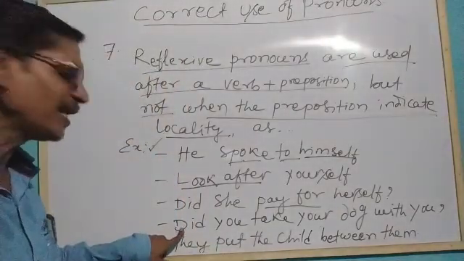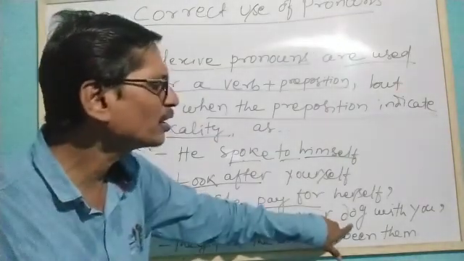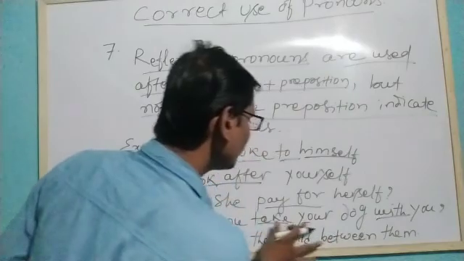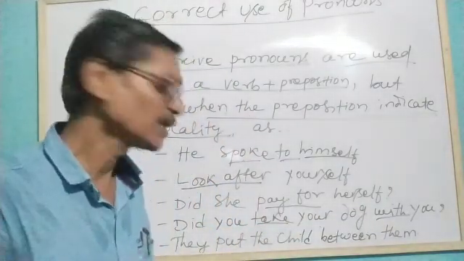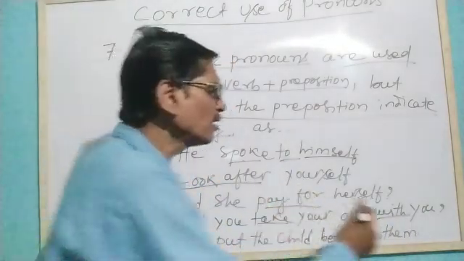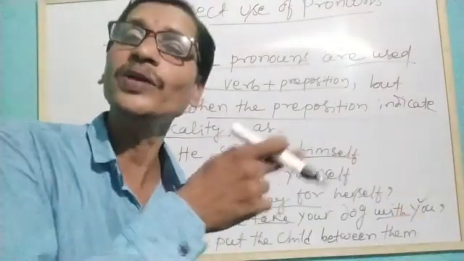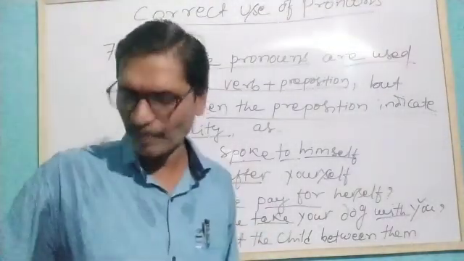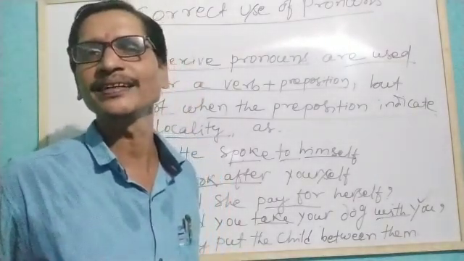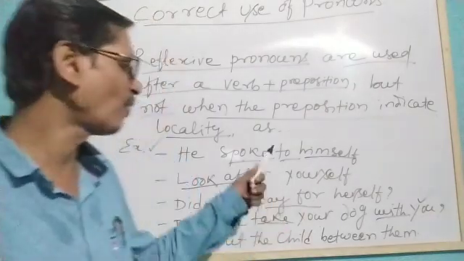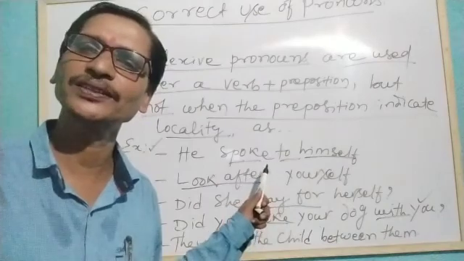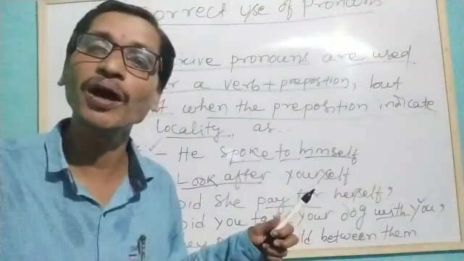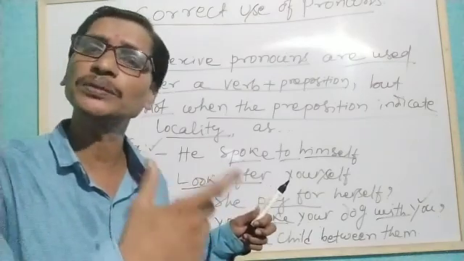So similarly, another example, you see: did you take your dog with you? Here take with is the verb plus preposition combination, but we did not use yourself, we have used only you. So why? Because it is talking about the locality, it is near you, with you. It is not having any such other verb plus preposition combination. Again, another example where we cannot use the reflexive form of the pronoun even if it is followed by a verb plus preposition combination.